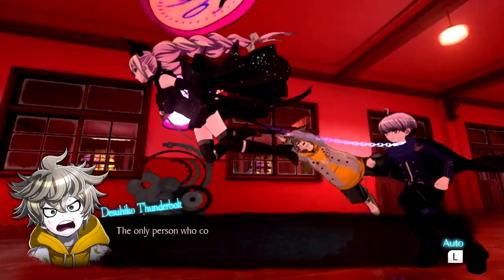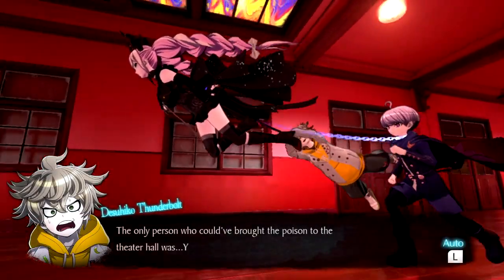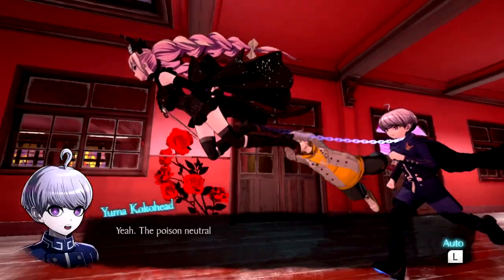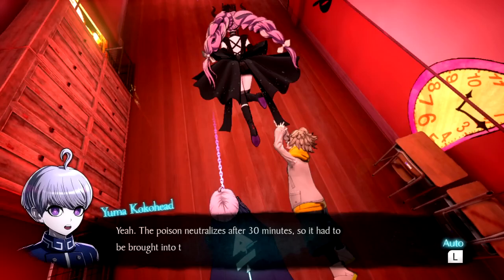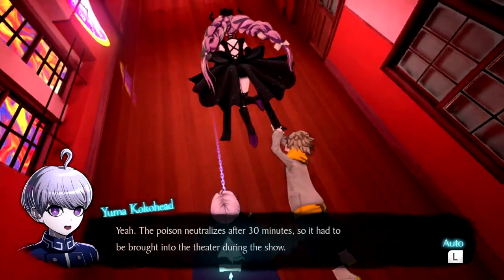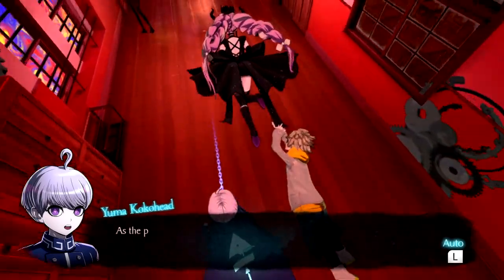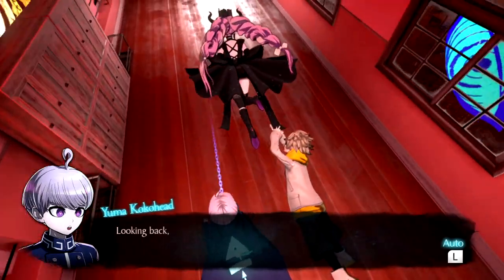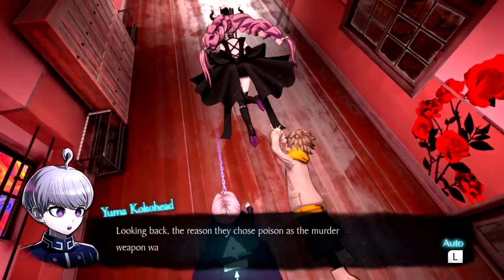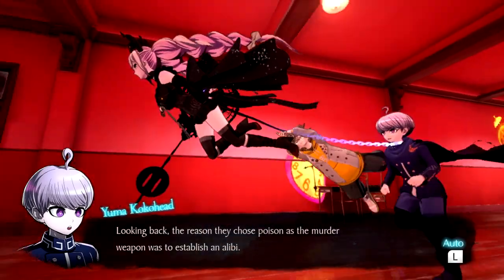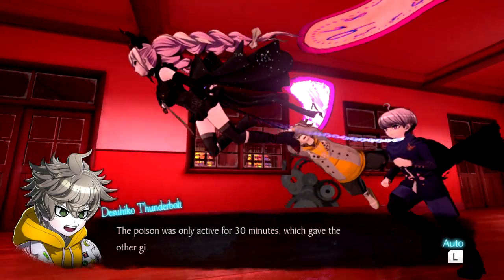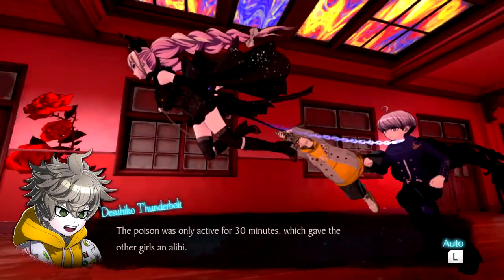The only person who could have brought the poison to the theater hall was Yoshiko, right? Yeah, the poison neutralizes after 30 minutes, so it had to be brought into the theater during the show. As a production assistant, only Yoshiko could have done it. Looking back, the reason they chose poison as the murder weapon was to establish an alibi. The poison was only active for 30 minutes, which gave the other girls an alibi.